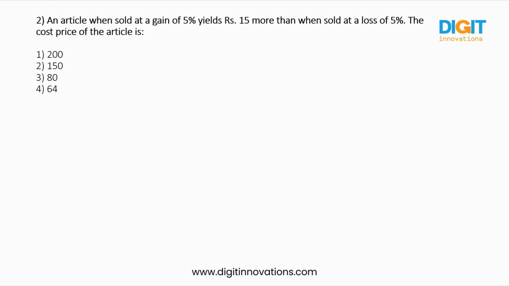If he sold it for something, X, he got a profit of 5%. And the same person, if he sold it for some Y rupees, then he got a loss of 5%. So the difference between these two, profit and loss, is 15. So the money difference is 15. They are asking what is the cost price of the article. So first, by selling for the first selling price, let us take the cost price as X.